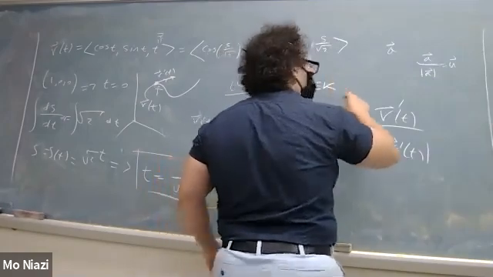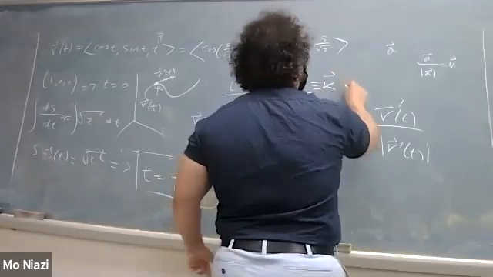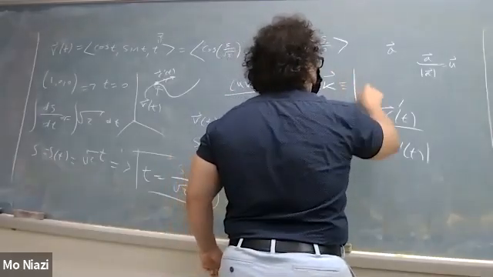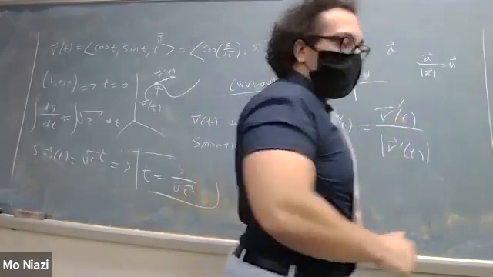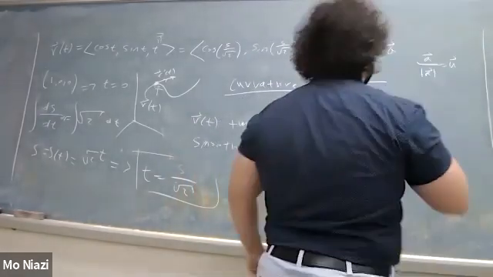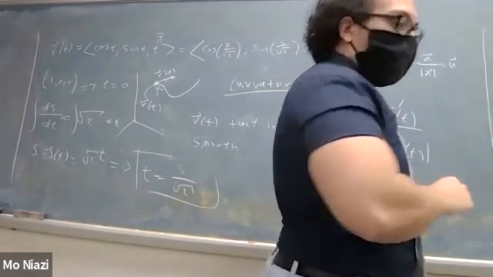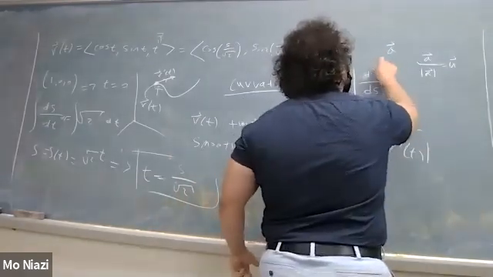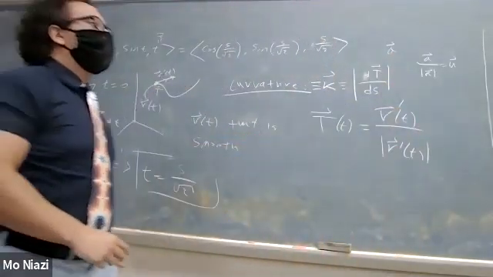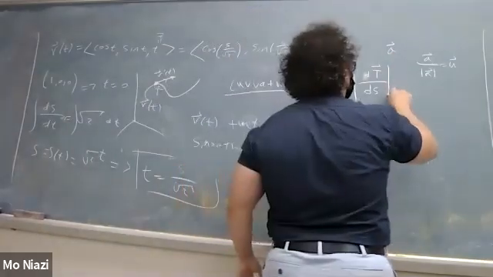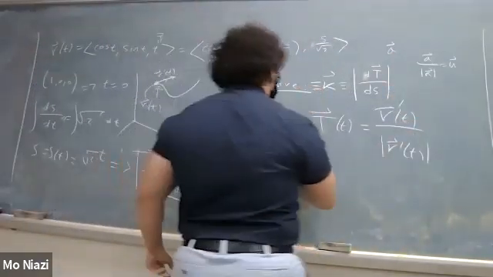Define this kappa. It's a vector. It's defined as this. It is a derivative with respect to arc length of this capital T of t that we have right here. Very interesting, right? Let's think about that definition here.